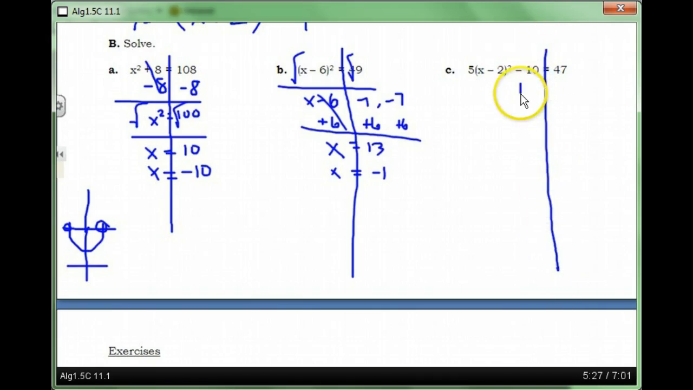Our last equation has a lot of stuff going on. The first thing I want to do is add 10 to both sides. Those 10s would cancel, and I'm left with 5(x minus 2) squared equals 57. Next, I will divide both sides by 5.